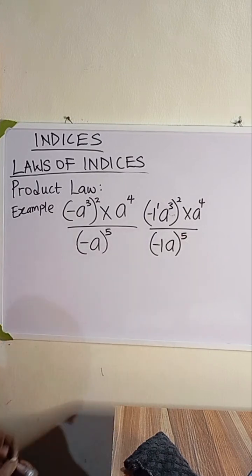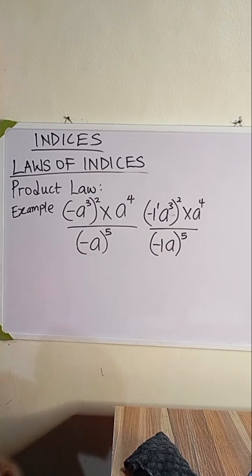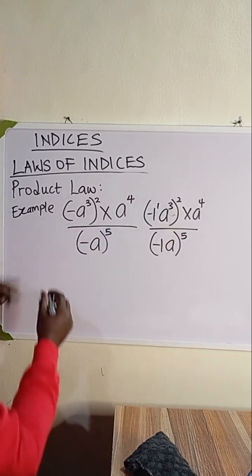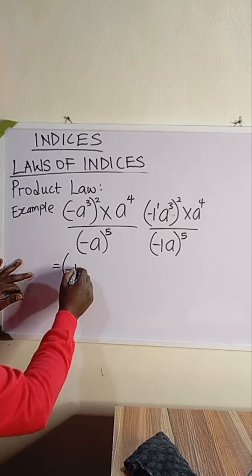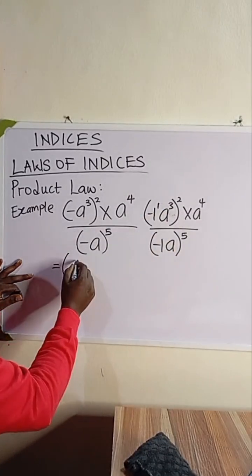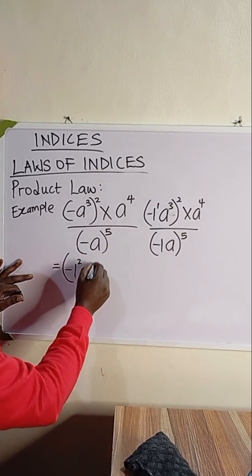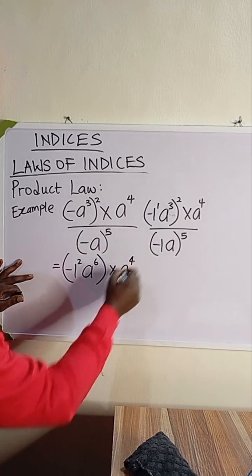So now we can allocate these two, multiplying each of them. So we have minus 1. 1 times 2 will give you 2. 3 times 2 will give you 6. So we have a to the power of 6 times a to the power of 4, all over minus 1. Sorry, this is 1 here. 1 times 5 will give you 5.